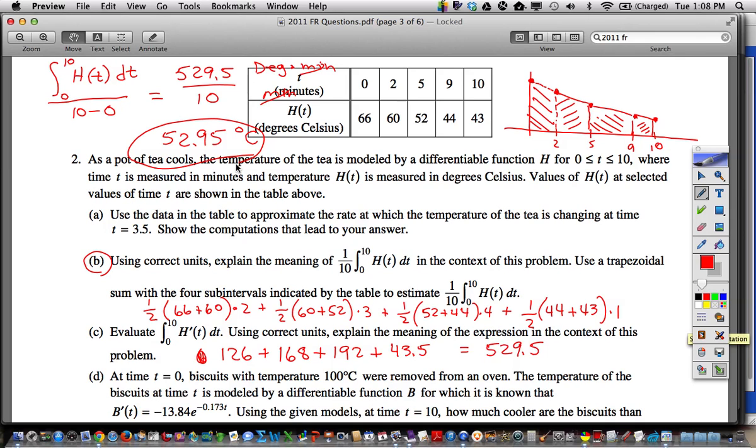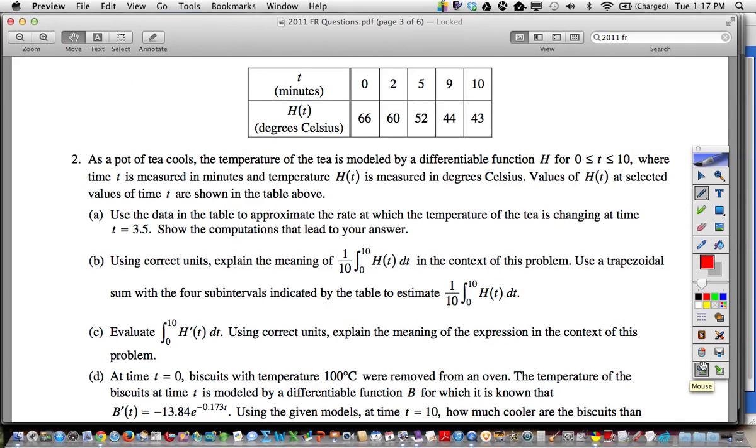Now it says using correct units, explain the meaning in the context of this problem. So you would have to have all that in there. You would have to say 52.95 degrees Celsius is the average temperature of the T over this 10-minute interval. That's what you'd want to say, because this formula here is something we know as the average value of a function. The average value formula of a function. And so there it is right there. And it's a very common problem that they give you on the AP test. But there's where you might see trapezoids being used.